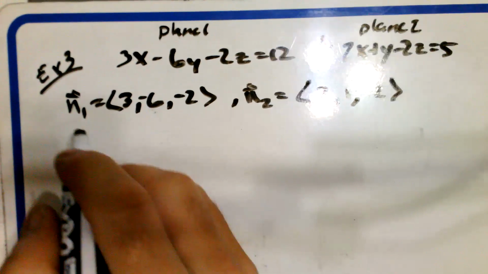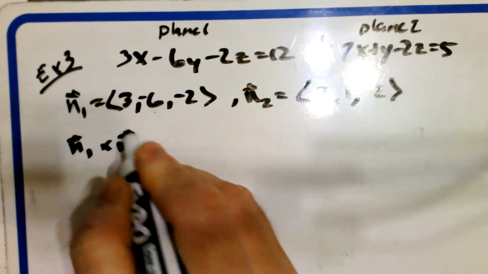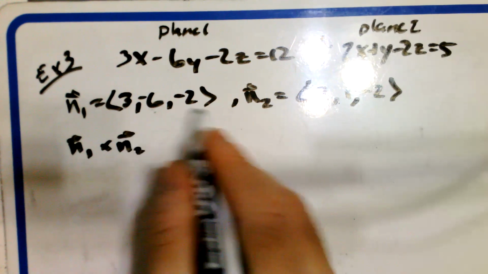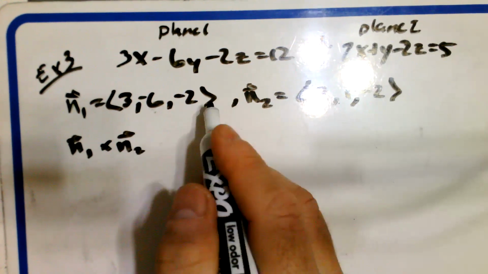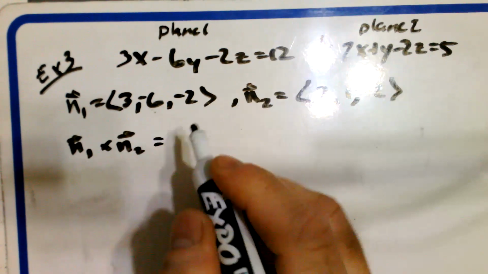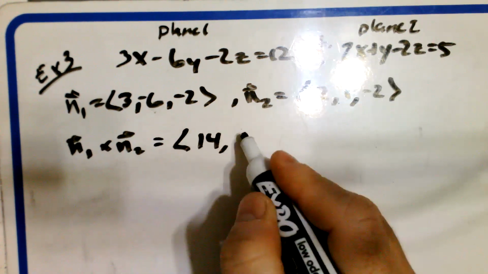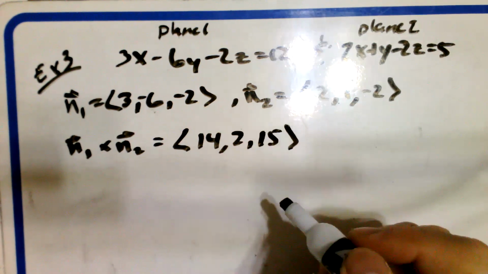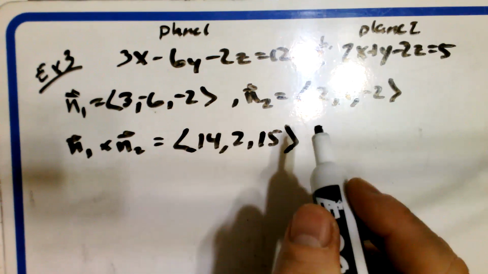And then now we want to find the cross product of these two. So N1 cross N2. This is going to give us now the normal to these two normals. So these two normals make a plane, right? They're two vectors. That's two vectors required to span a plane. So if you cross them, you get a vector that's normal to these two vectors, and that's what we're going to do. So crossing them, we get 14, 2, and 15. Okay. All right, so that is the normal vector to those two normals.